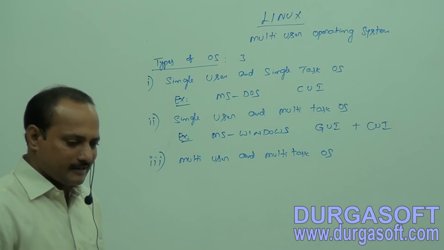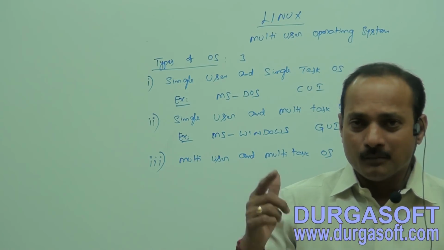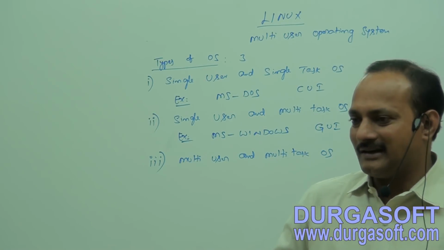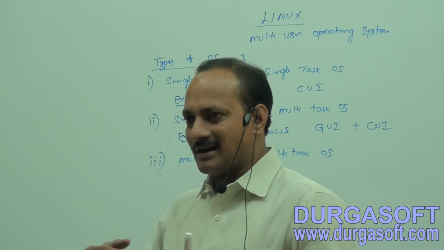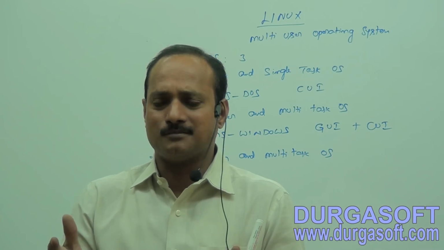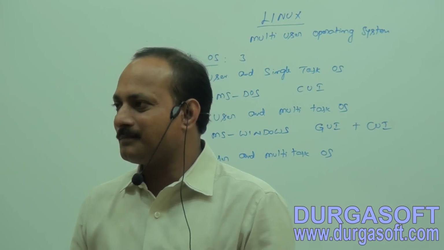What is meant by multi-user and multitask? Say multi-user in the sense more than one user is able to log on to the system. Let us see, at the first moment I have logged on to the system. I am in front of my personal system, in front of my PC. Okay, already I have connected to my system.